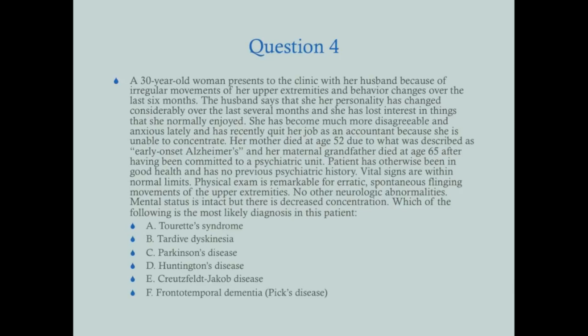Vital signs are within normal limits. Physical exam is remarkable for erratic, spontaneous flinging movements of the upper extremities. No other neurologic abnormalities are present. Mental status is intact, but there is decreased concentration. Which of the following is the most likely diagnosis in this patient? A. Tourette's syndrome, B. tardive dyskinesia, C. Parkinson's disease, D. Huntington's disease, E. Creutzfeldt-Jakob disease, or F. frontotemporal dementia, otherwise known as Pick's disease.